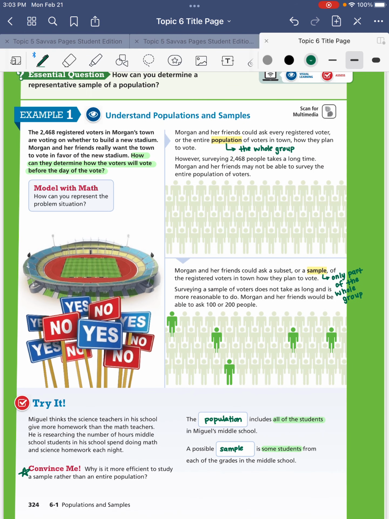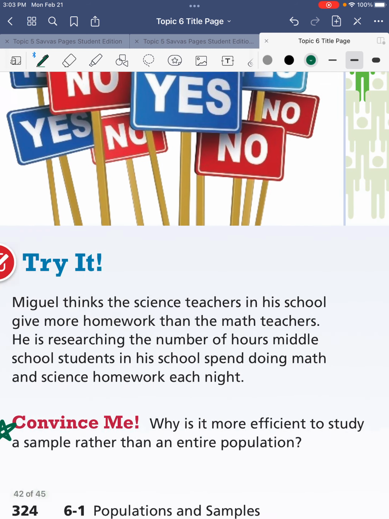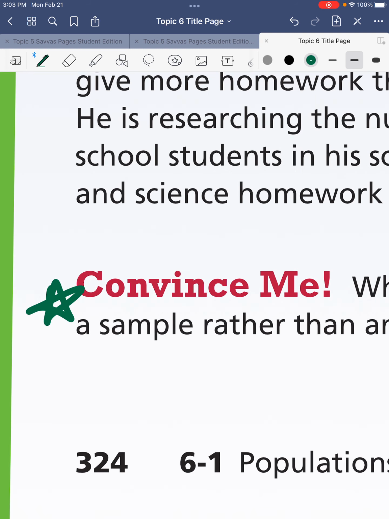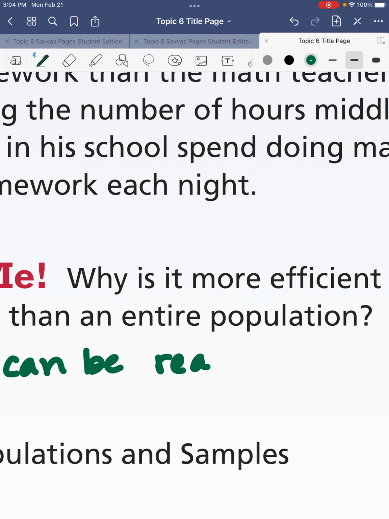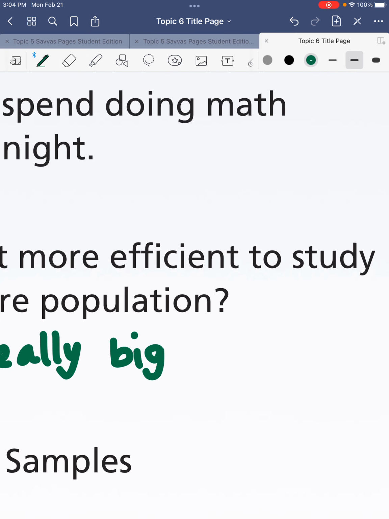Okay, let's look at this convince me. Why is it more efficient to study a sample rather than an entire population? Okay, well, we kind of touched on it earlier. A population can be really, really large. So populations can be really big. And because they're so big, it would take a long time to survey everyone.